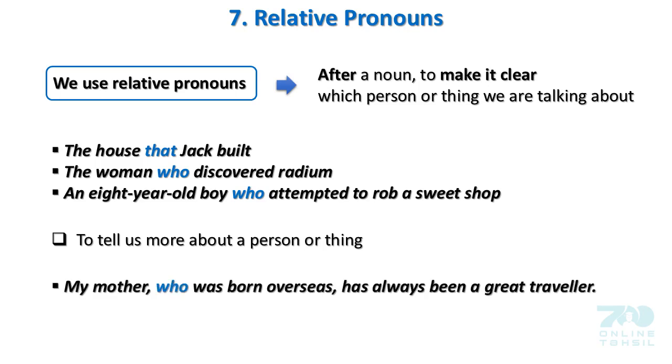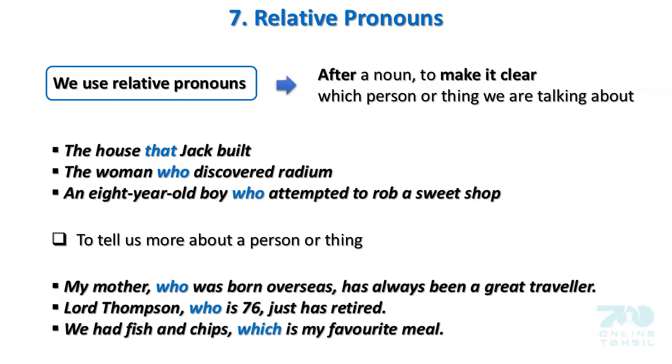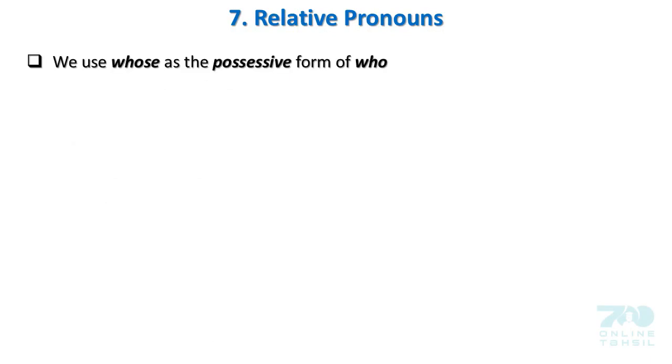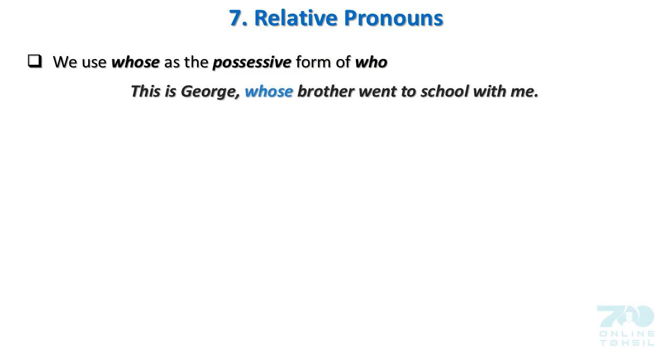My mother, who was born overseas, has always been a great traveler. Lord Thompson, who is 76, has just retired. We had fish and chips, which is my favorite meal. We use whose as a possessive form of who. This is George, whose brother went to school with me.